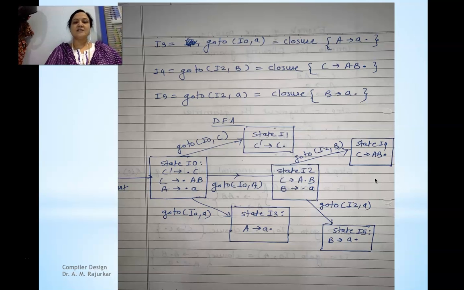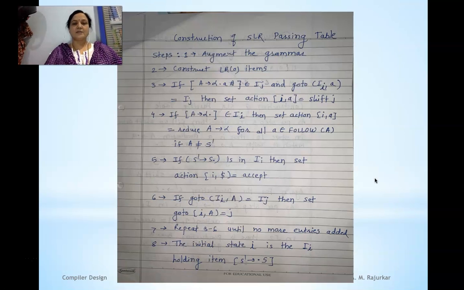So once the DFA is drawn, the next step is the construction of the SLR parsing table. If you remember the last lecture, we have got this algorithm for construction of the SLR parsing table. There are 8 steps in the algorithm. For your easy understanding, I have written the algorithm here. You need not write it in the exam for solving the problem. Once you solve more problems, you will get used to all these rules, and then you need not write the algorithm. Okay.